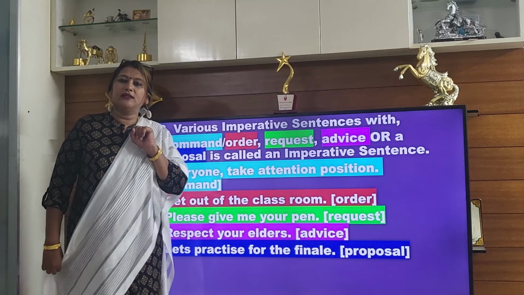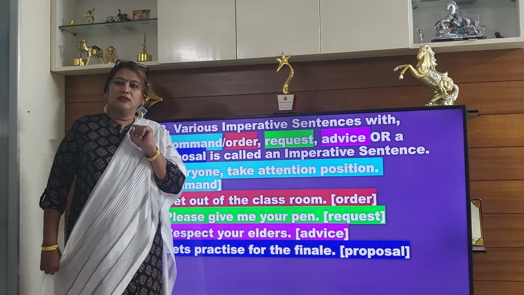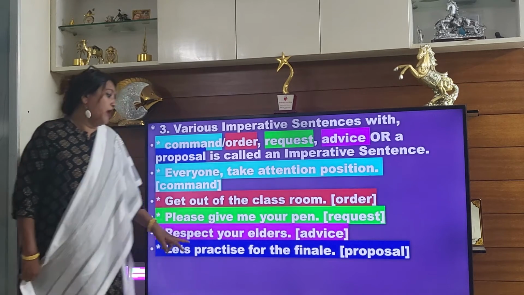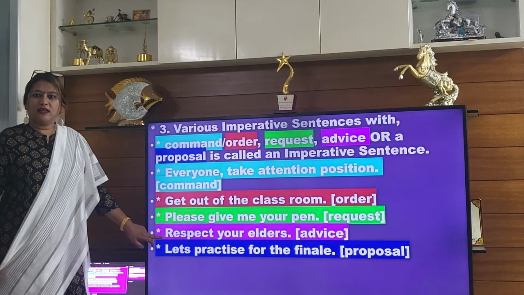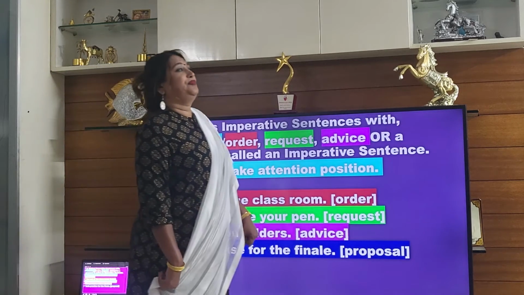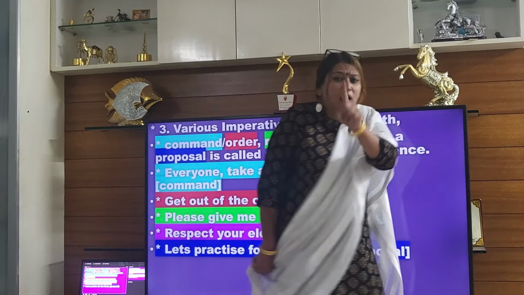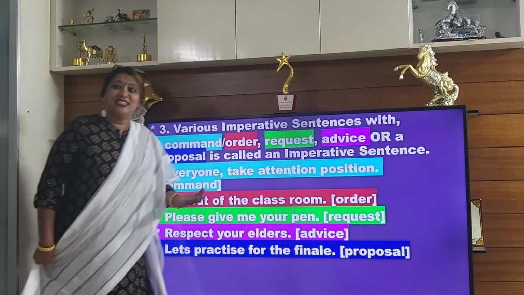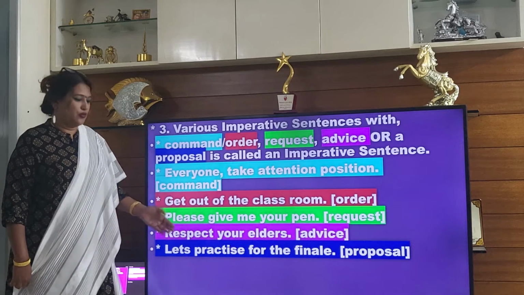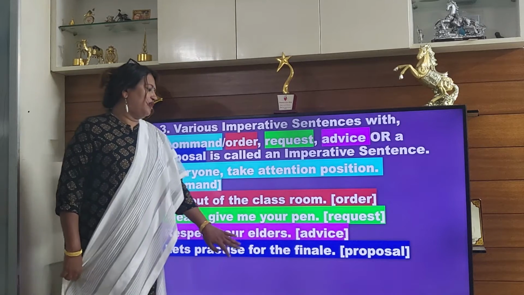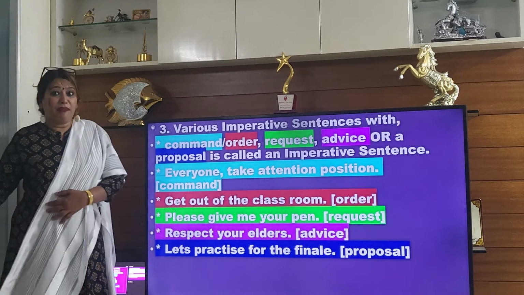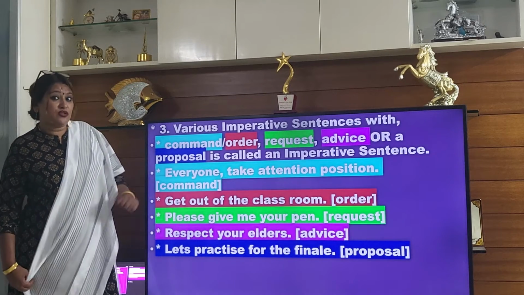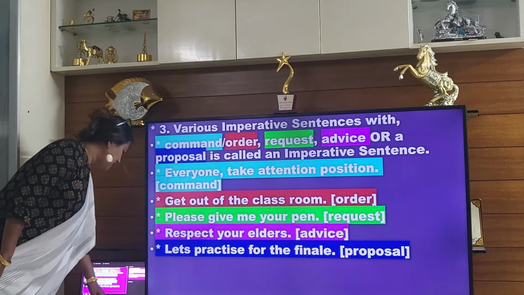Respect your elders. Just follow what he says. You're advising. Always walk on the zebra crossing. Never cross when the red signal is on. That's advice. That's what your parents advise you. Got it? Let's practice for the finale. You're asking somebody else also to join with what you're doing. That's a proposal. Let's do this. Let's do that. That's called a proposal.